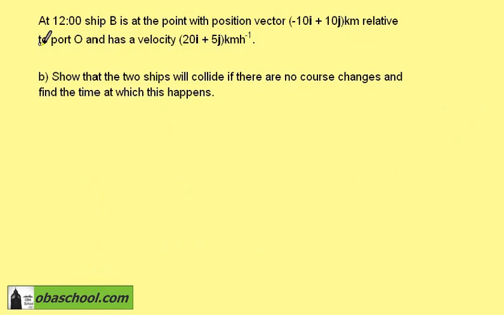We now have some information about a second ship. At 1200 hours, ship B is at the point with position vector minus 10i plus 10j kilometers relative to the same port O, and it has a velocity of 20i plus 5j kilometers per hour. We want to show that the two ships will collide if there are no course changes, and we want to find the time at which this collision will happen.